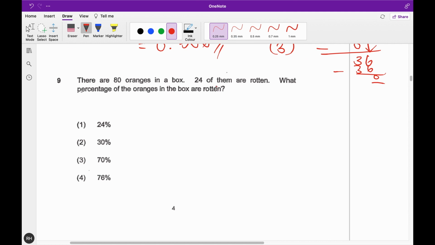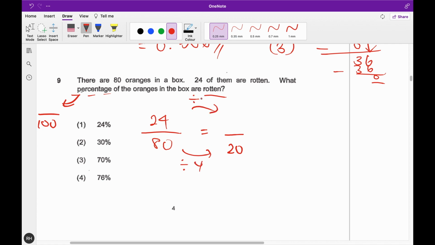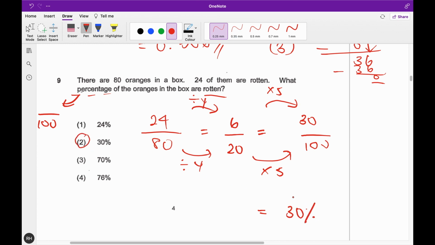Question 9. There are 80 oranges in a box, 24 of them are rotten. What percentage of the oranges are rotten? Okay, so we can write the rotten over total, which is 80. So in terms of percentage, okay, the denominator has to be 100. So basically we have to change the denominator to out of 100. Okay, well, how should we change 80 to 100? There are a couple of ways. Okay, we can first divide the denominator and numerator first. So we can divide by 4, divide by 4. We have 6 out of 20. And then from here, we can change it to out of 100. Okay, so we times 5, numerator times 5, and we'll have 30 out of 100. 30 out of 100 is the same as 30%. So option is option 2.